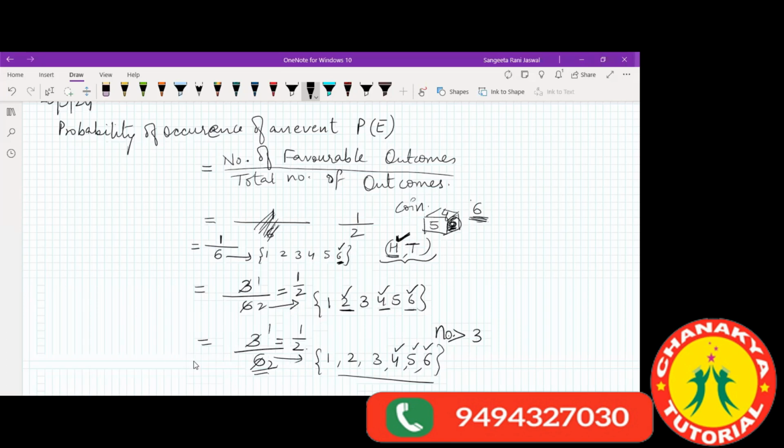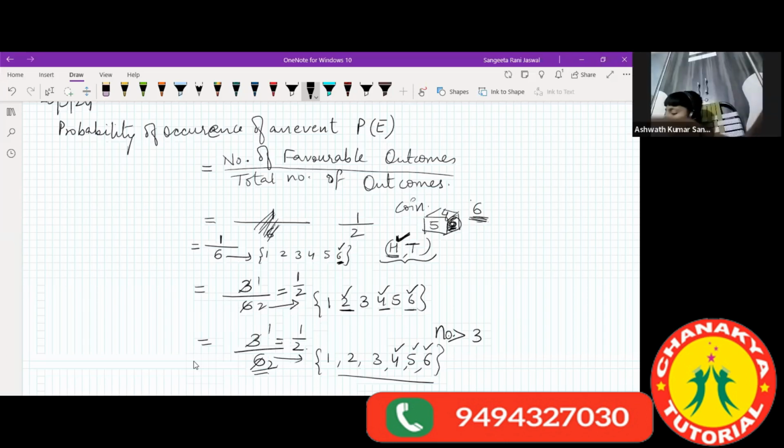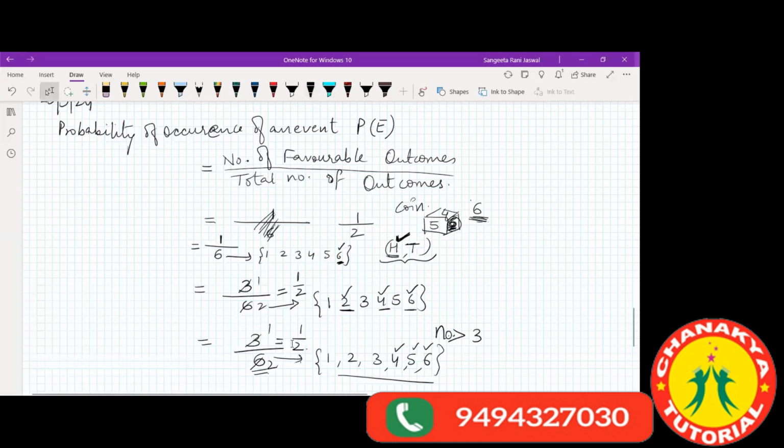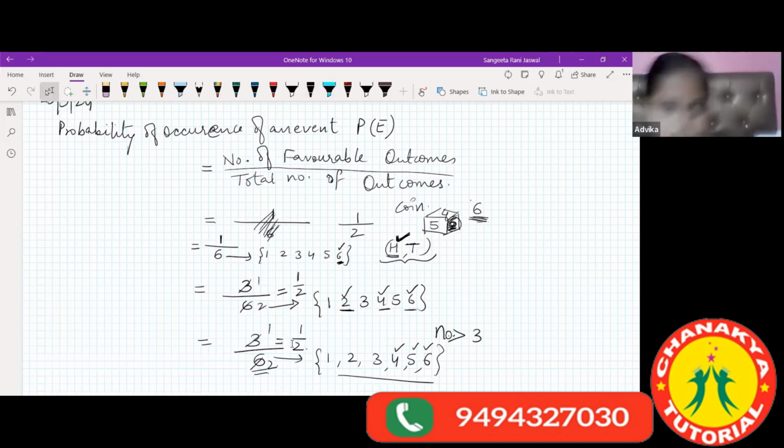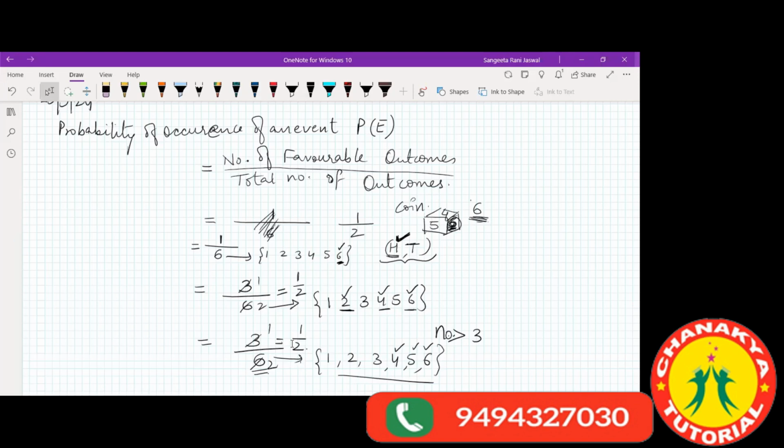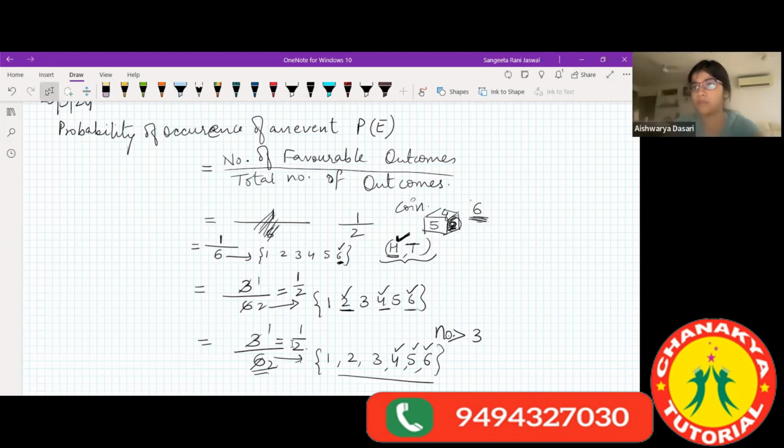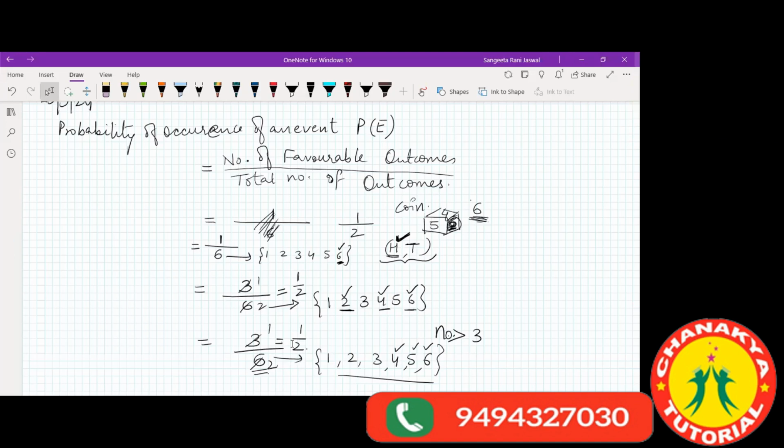You understand this? Everyone? Yes, ma'am, I'm understanding. Okay. Advika, are you understanding? Okay, good, beta. Aishwarya? Okay, Siddhant? Afan, Soumya? Soumya, you can write in the chat box. Okay, any child who has not understood the concept? Ashwath?